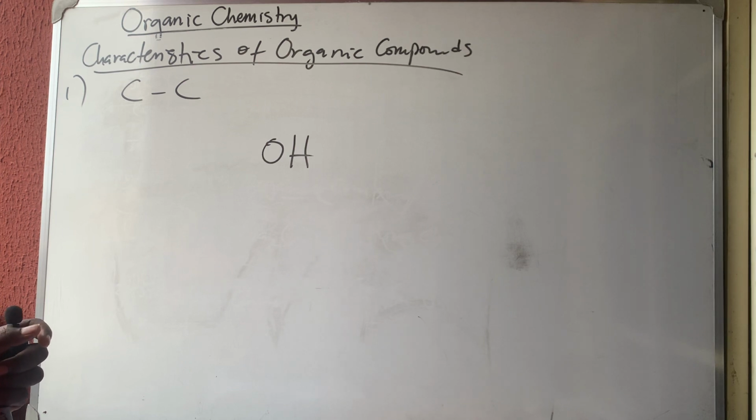So number five says that they are mainly covalent in nature. Yes, like I told you, their bond is what? A covalent bond. And the solubility of organic compounds is due to the strong carbon to carbon bond.